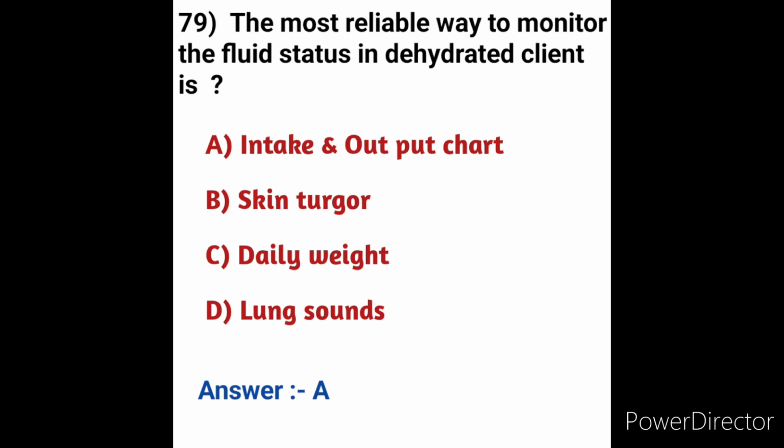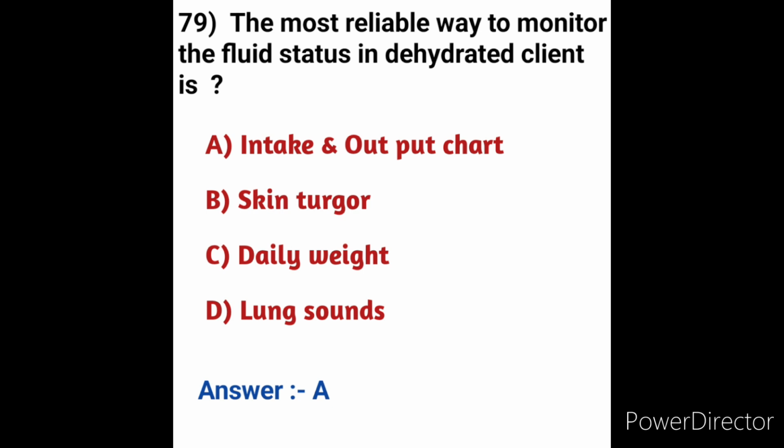Option D, lung sounds. Here option A is the main and most important in nursing care while assessing the patient with kidney and heart diseases, and especially in fluid deficit, meaning dehydrated patients. Intake and output chart. It is important to monitor the client's alertness, urine output, blood pressure, pulse, and daily weight. The signs and symptoms of a dehydrated patient are thirst, weight loss, dry mucosa, sunken eyes and weakness.